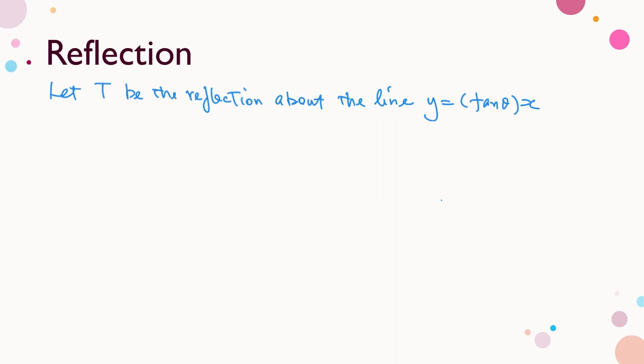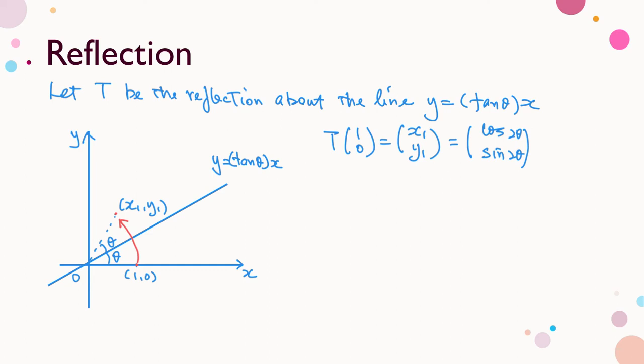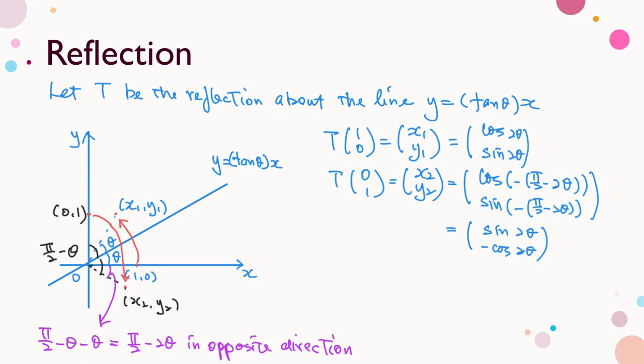Let T be the reflection about the line y equals tangent theta x. Like the previous discussion, refer to the diagram. We have (1, 0) is mapped to (x1, y1), that is (cosine 2 theta, sine 2 theta), and (0, 1) mapped to (x2, y2). In the diagram, the angle after adjustment is negative of pi over 2 minus 2 theta. Thus, the image is (sine 2 theta, negative cosine 2 theta). Therefore, T is the reflection matrix, and T of (x, y) is its product with (x, y).